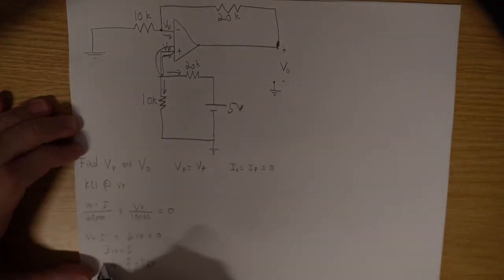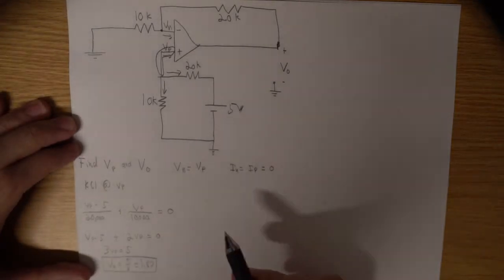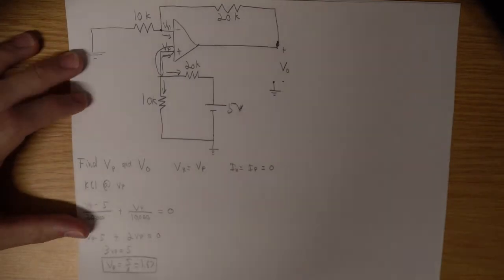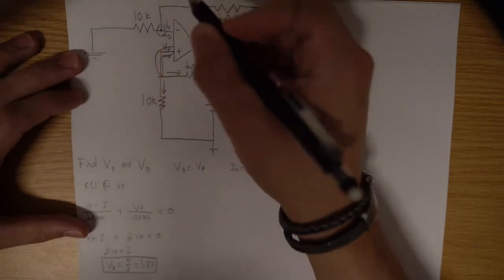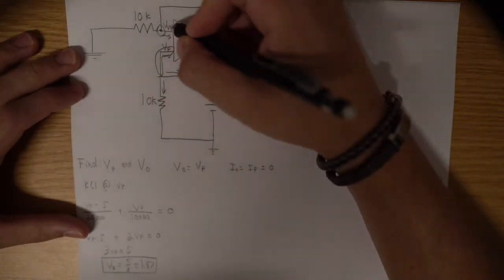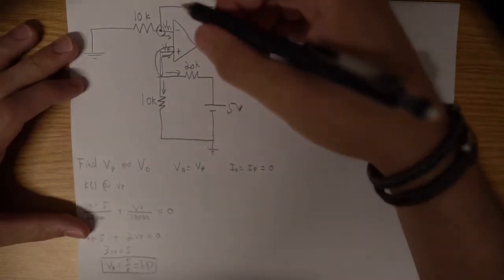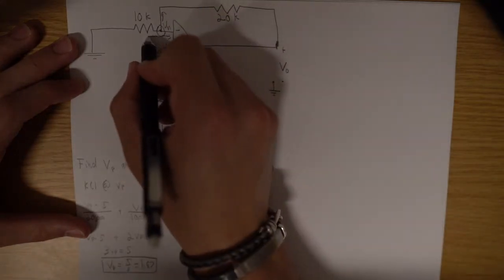Alright, so now we know Vp. What we also now know is Vn, because Vp equals Vn. So let's move up and do KCL at Vn. Now we're looking at this node right here. Once again, we have two currents going out. Technically we have another one, which is In, but that's 0, so we're going to ignore that for now. We have this current coming up here, and this current going here to ground.